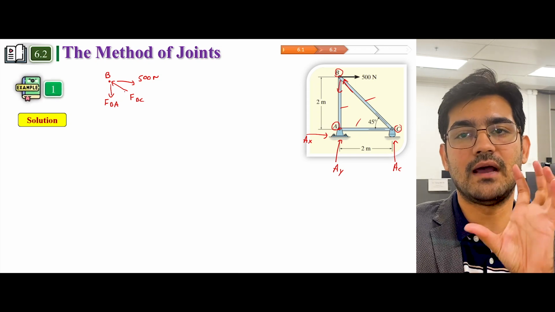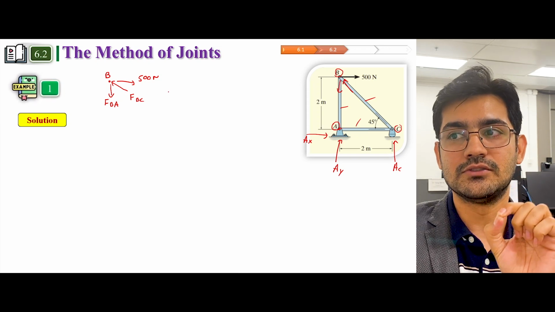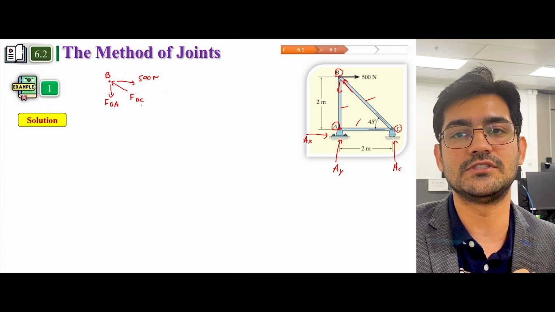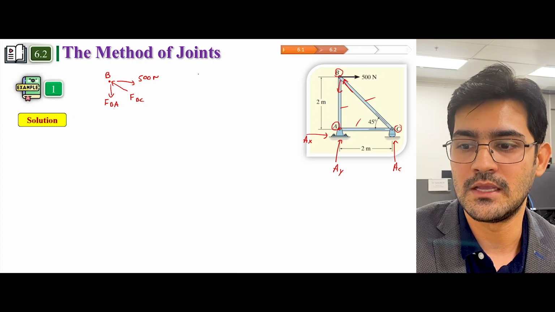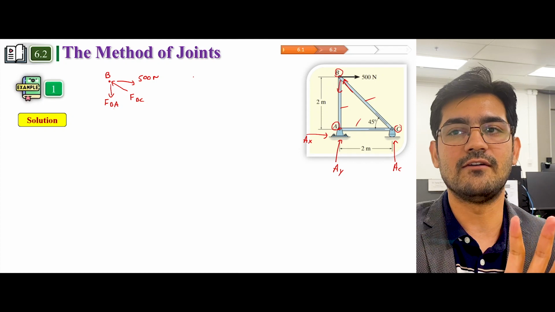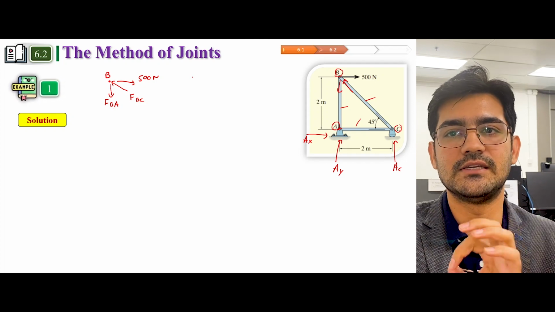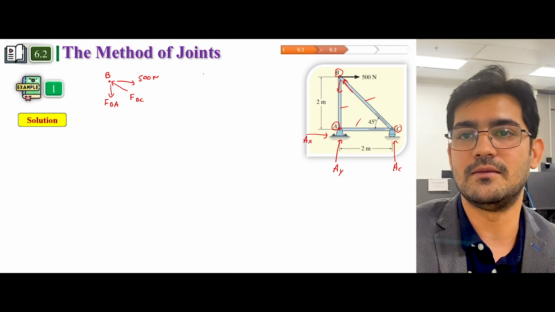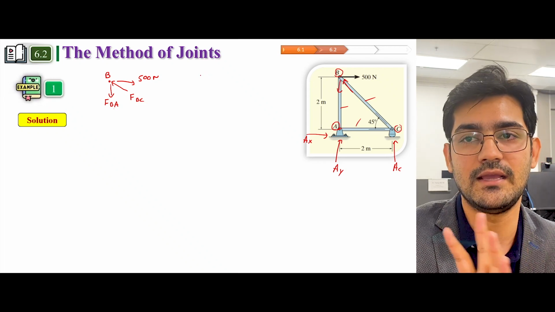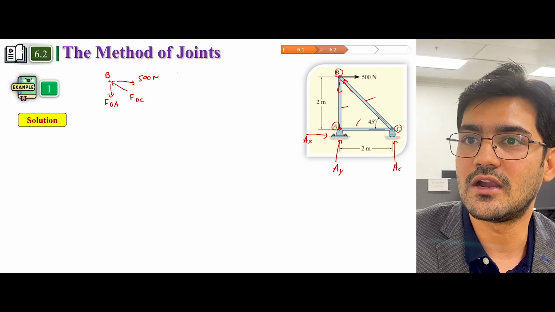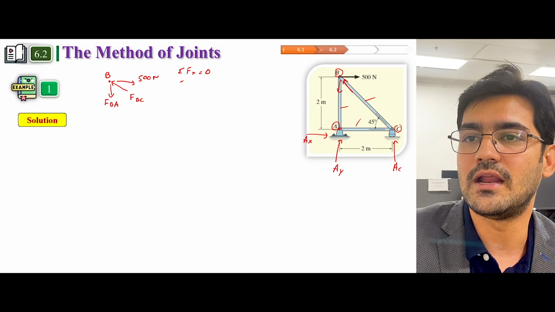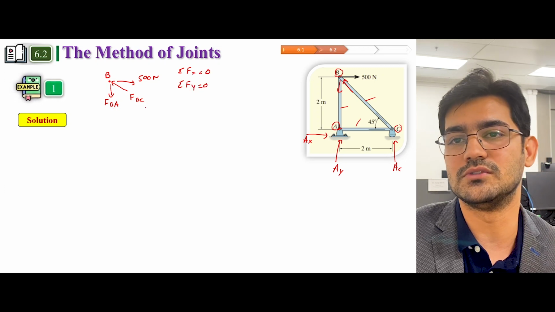Okay, so now we have isolated one joint. So now this method says that you can find these internal forces by using equilibrium equations. So what were the equilibrium equations? Since in this truss we don't have moments, the summation of moment equal to 0 could not be applied, because we are assuming that there are no moments. So all we have to do is apply the summation of forces equal to 0. So there are two summations of forces: summation of F_x equal to 0 and summation of F_y equal to 0.